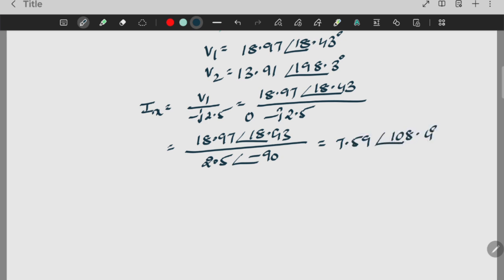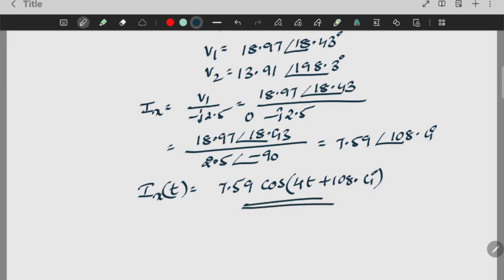Now if you want to write this in the time domain representation, with 7.59 as the peak value, cos of, the frequency is 4, so 4t plus 108.4 degrees. This is the way of writing this particular current.